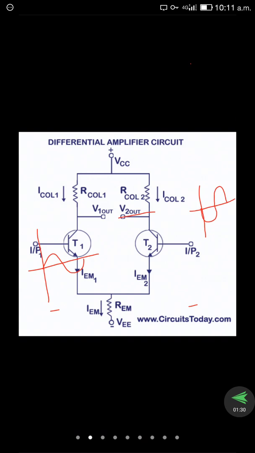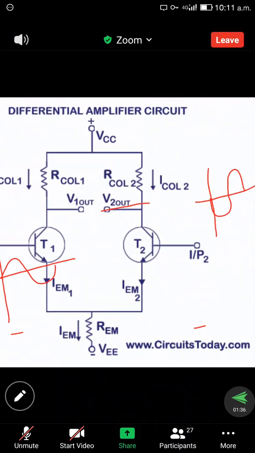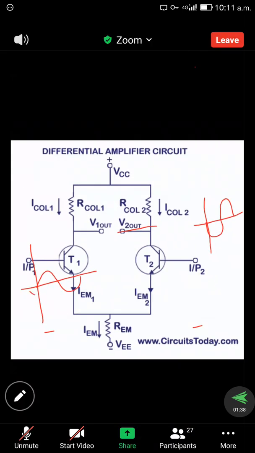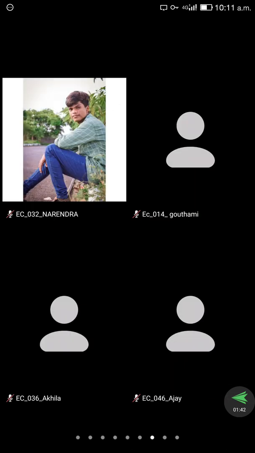So the input signals voltages are same, but the magnitudes are different. The out of phase magnitude. So out of phase. So it is 0 and it is 180 degrees out of phase. Okay, so phase should be different.